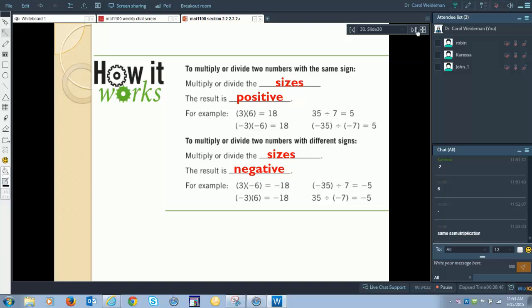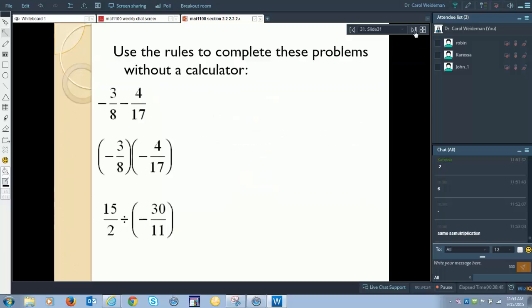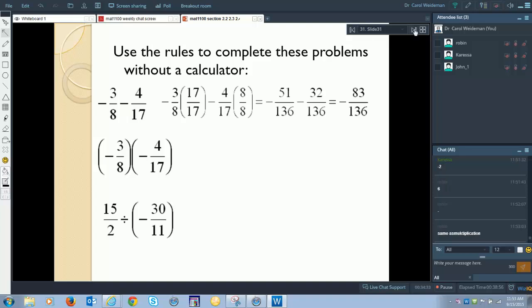Okay. Now, I've got some fraction problems. This one's going to be harder because this is a subtraction problem. And rather than having you do all the work here, I'm going to put the answer up. But we've got to have a common denominator, remember, to work on this problem. So it's going to be 8 times 17.